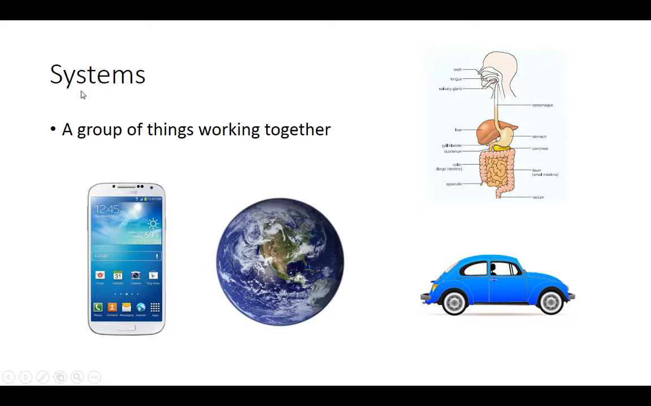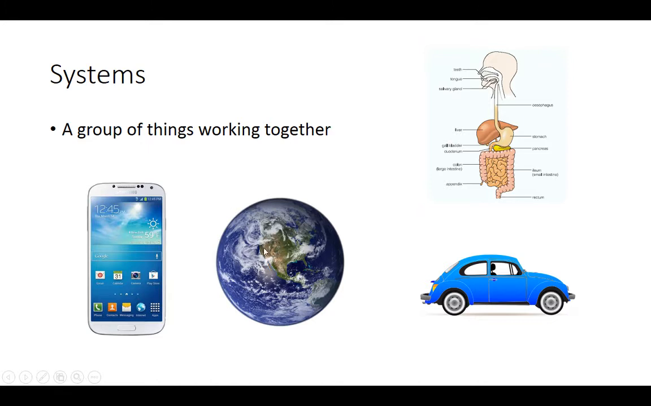Systems. So we're going to talk about different types of systems, but a system is pretty straightforward. It's a group of things working together. So your cell phone that you have is a system of a lot of different things working together. There's a lot of different parts. There's memory, there's a processor, there's a battery, and then within the system of your phone, there's lots of different apps that do a lot of different things. So your cell phone is a complex system of things that work together.